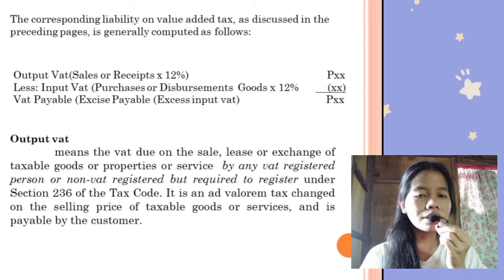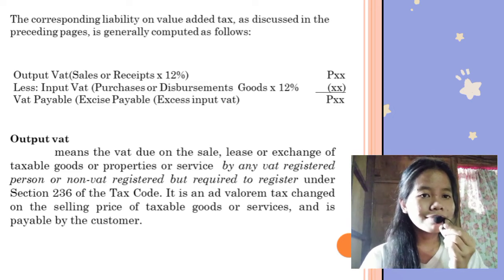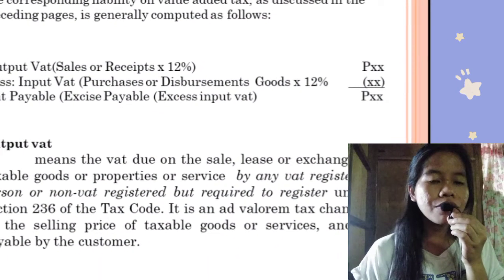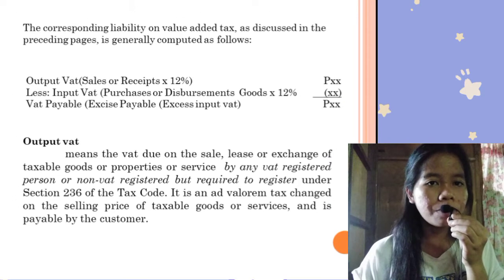Computation of VAT payable. The corresponding liability on value-added tax is generally computed as follows. We have the output VAT, the sales or receipts times 12%, less the input VAT, the purchases or disbursements of goods times 12%. And it will result in your VAT payable or the excess input VAT. So let's first define what an output VAT and an input VAT are.